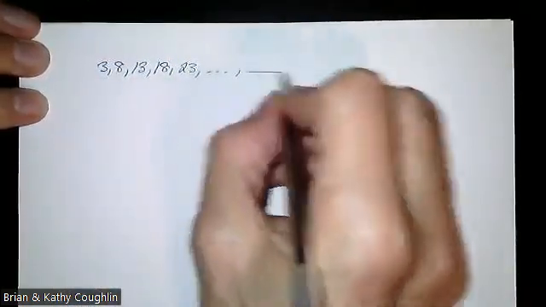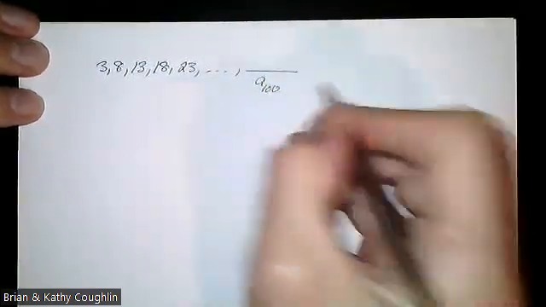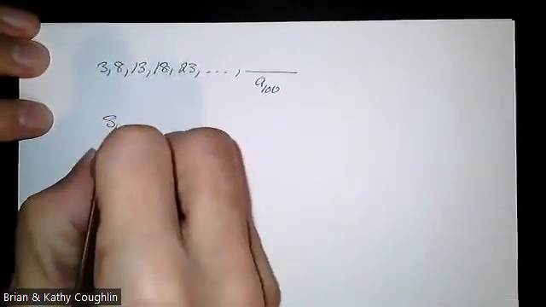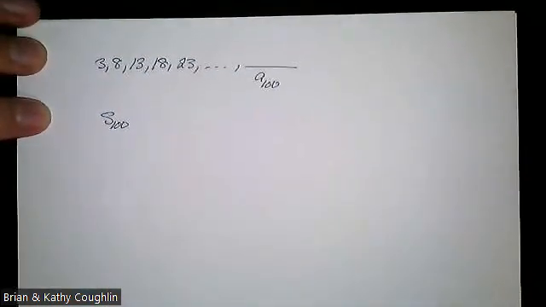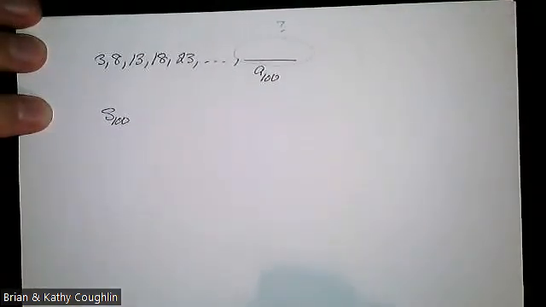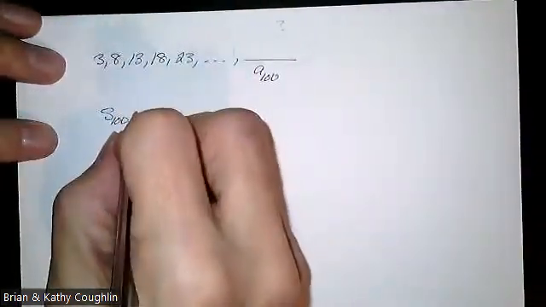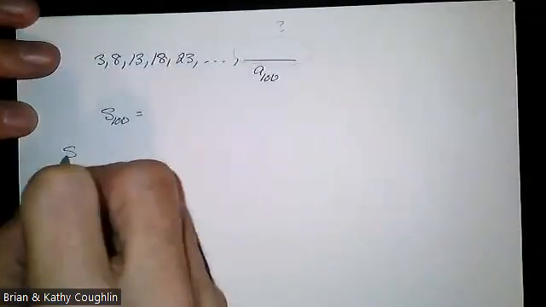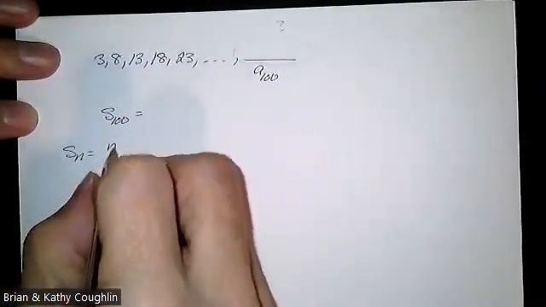The question is, what if you don't have the 100th term? Let's say we do this, the one I was doing before: 3, 8, 13, 18, 23, and then blah, blah, blah. And suppose I want to add up the first 100 terms of this monster. Well, I have a problem here because I don't know what this is. What is a100? Well, let's set up what we do know. We do know that S sub n, according to Carl Gauss, is n over 2.